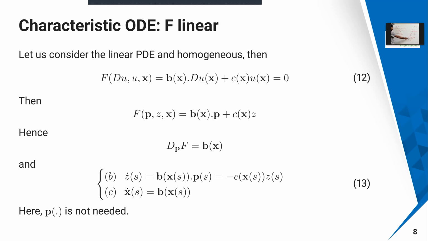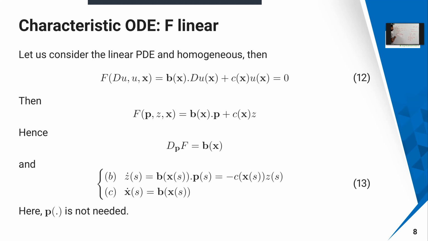Why we require p here is that p is going to be involved over there; that is the reason we are going to solve that. But if you combine these two equations, you already have z of s in terms of x and x of s in terms of z. So you don't need to solve for p, because if you just consider these two equations, there is no p involved.